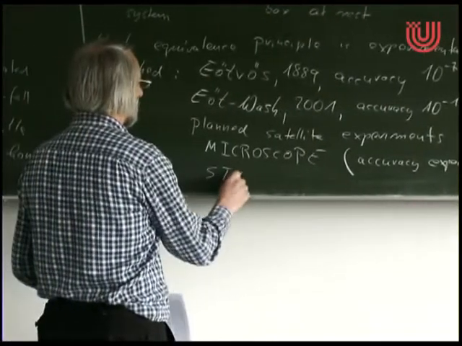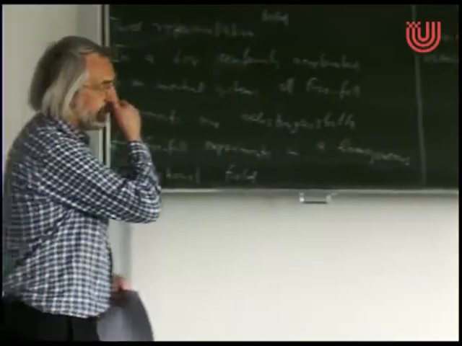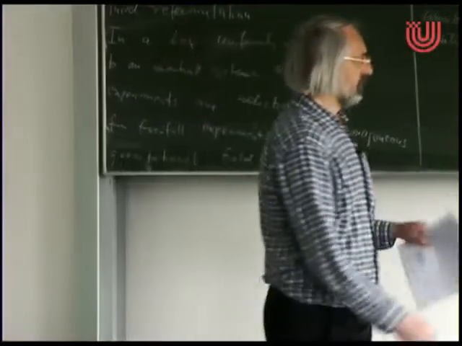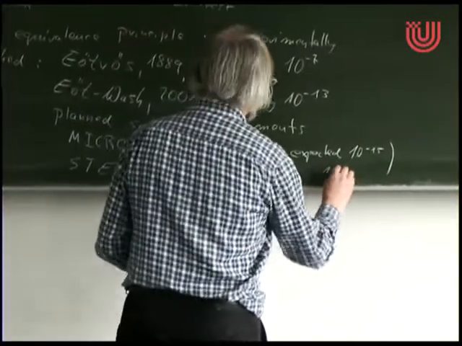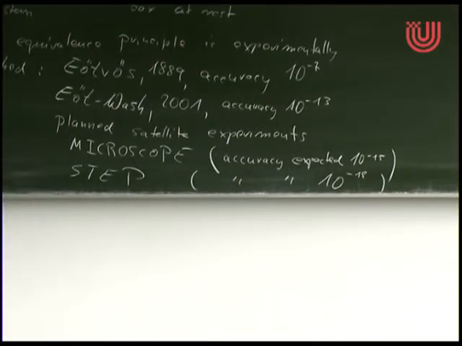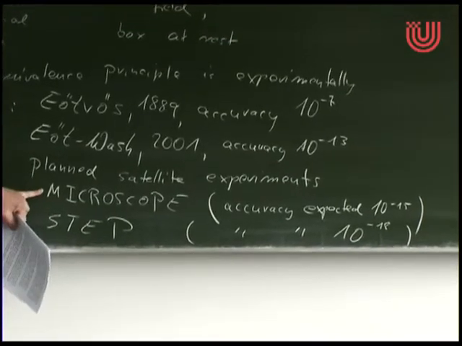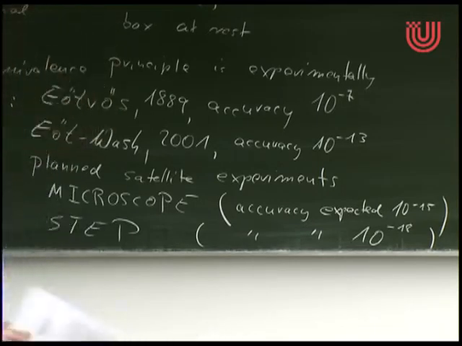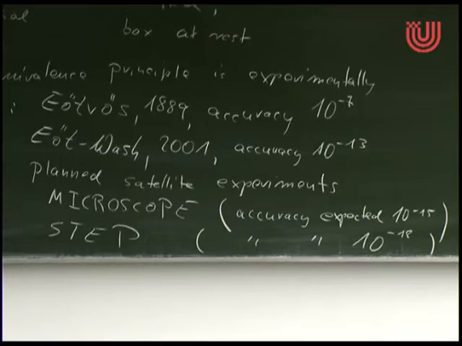And there is another one, a NASA experiment, which is called STEP, with some acronym. Don't ask me what it's standing for. It's an abbreviation for something. This is even aiming at 10 to the minus 18. They are not flying yet. I think the planning at the moment is that Microscope will fly in 2017, but it was shifted already a couple of times, so don't ask me when it actually will. But anyway, that's the situation we have now, and it's already fairly good, right? So we are on a sound basis if we assume that the weak equivalence principle is actually true.